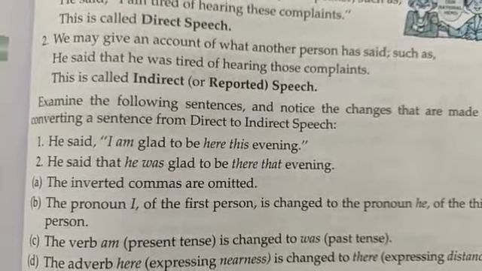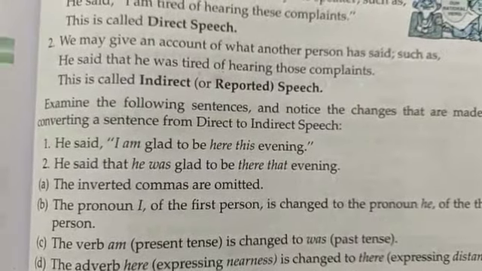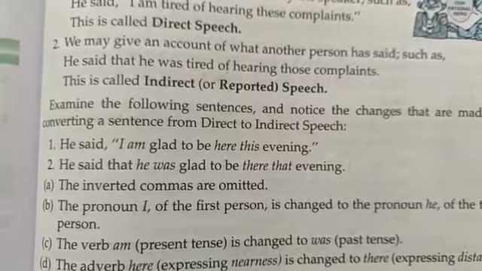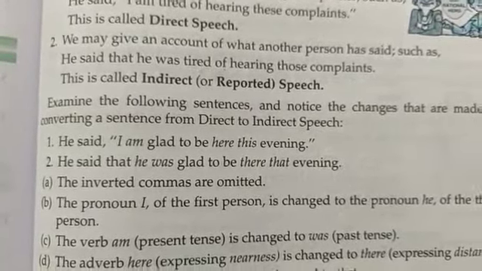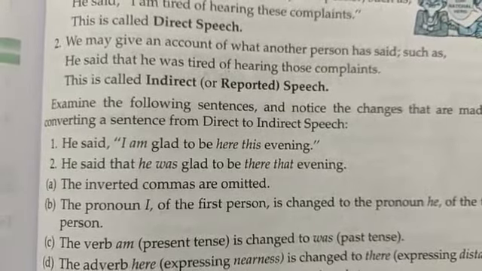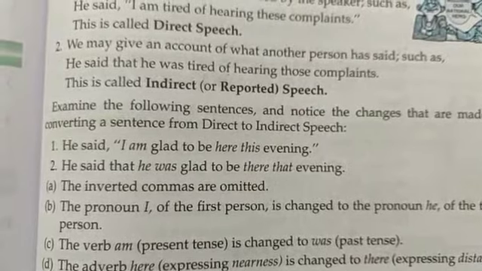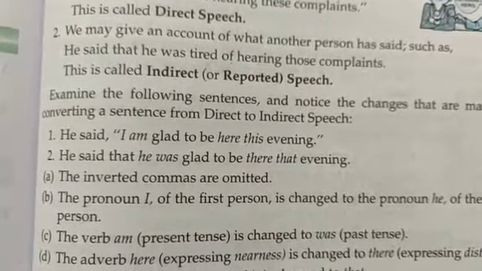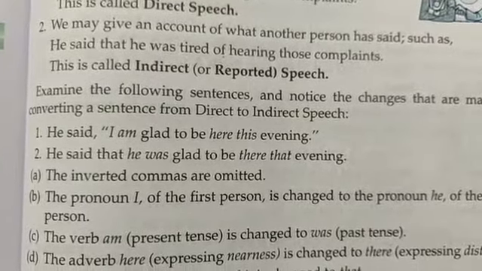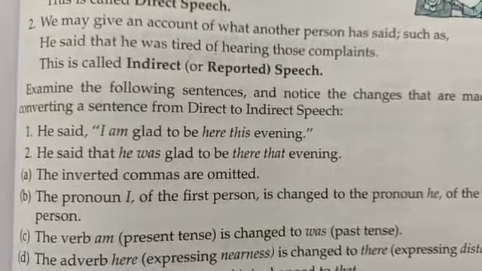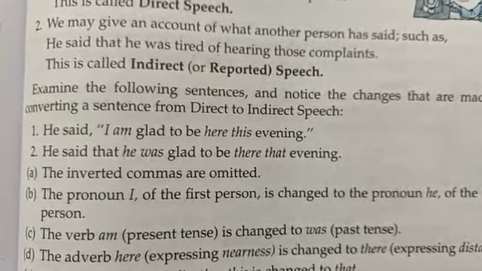First one: he said, comma, inverted commas begin, and when we begin the inverted commas, then the first letter will always be capital. "I am glad to be here this evening." Ends with a full stop and inverted commas close. Now be very careful when you are reading this sentence along with me, how it changes from direct to indirect speech. He said that.